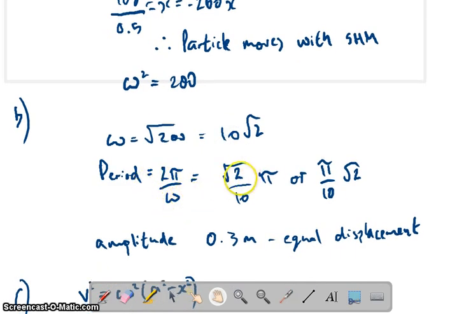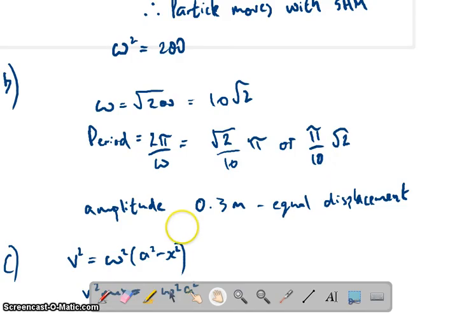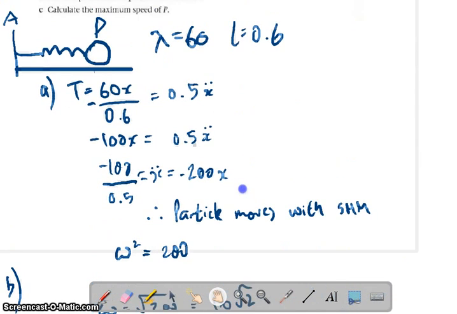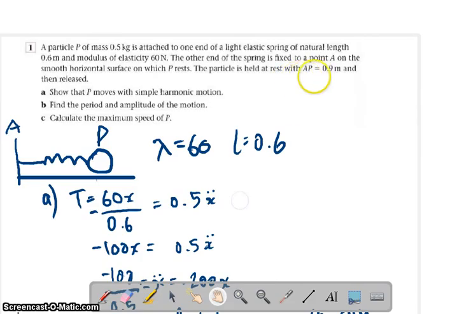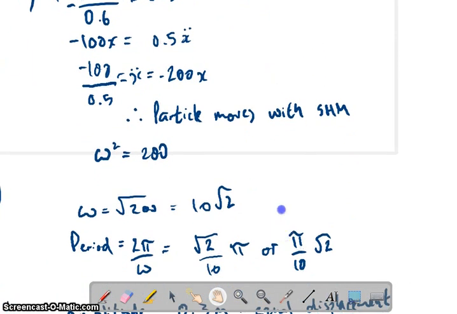So substituting our value for omega in, we get root 2 over 10 multiplied by pi, or pi over 10 root 2. So the amplitude is 0.3 meters, and that's taken from the information given in the question. The particle is held at rest with AP equal to 0.9, and the natural length of the string is 0.6 meters. So 0.9 minus 0.6 gives us 0.3 for our amplitude.